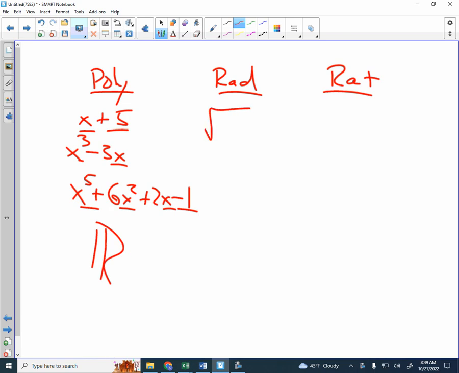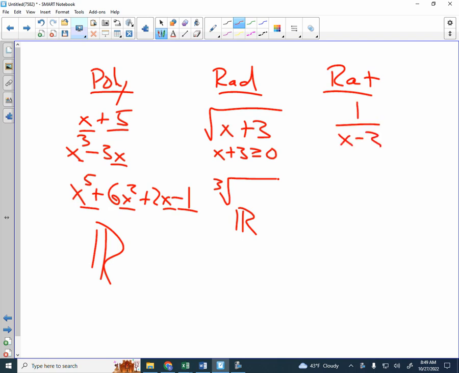If you have a radical, such as the square root of x plus 3, well, that's a problem. We have to set up x plus 3 greater than or equal to 0. Do we have to restrict the domain of a cubed root? Nope, that one's all real numbers. You could take the cubed root of a negative number, so you're okay there. Rational functions, say 1 over x minus 3, we would say x cannot be 3, right? So in your brain, when you're thinking about domain, you should be dividing them into 3 categories. These are the 3 categories that we consider.